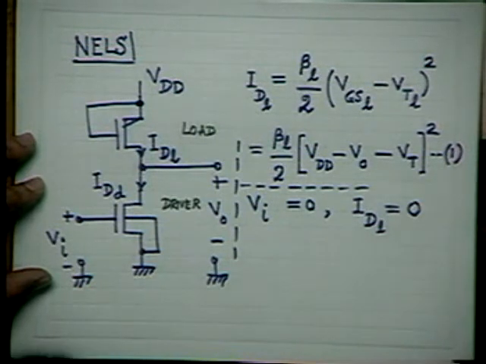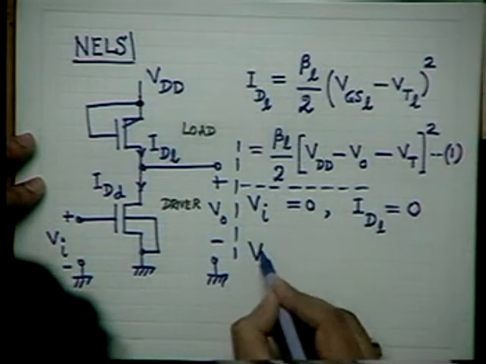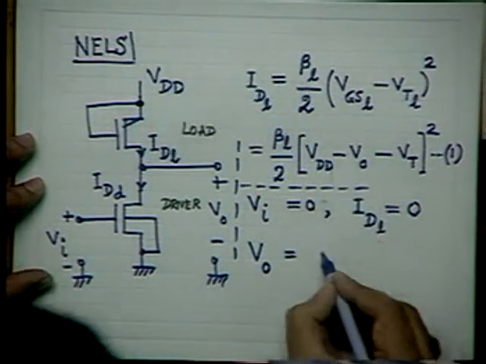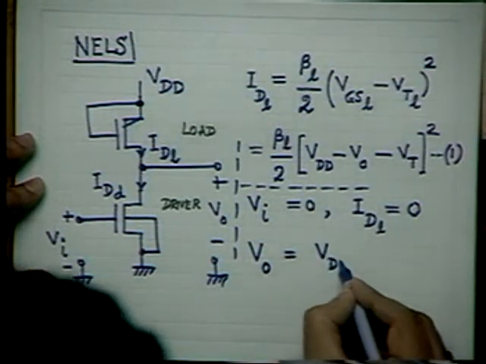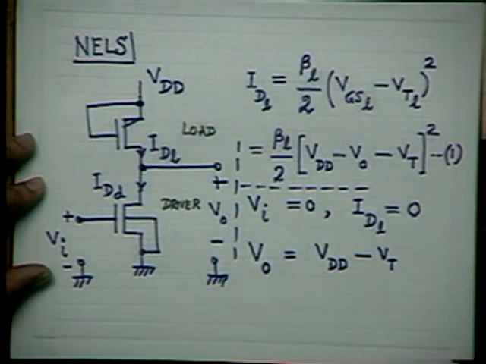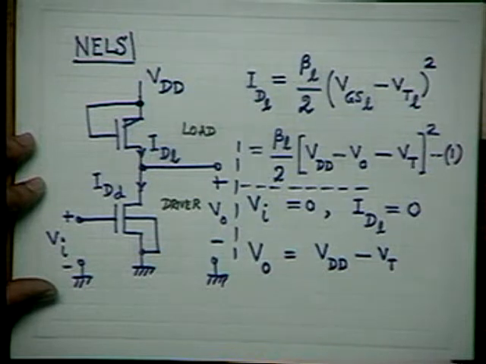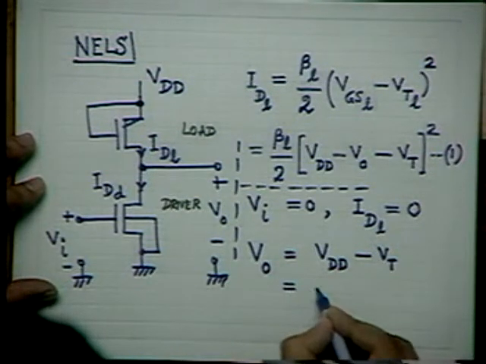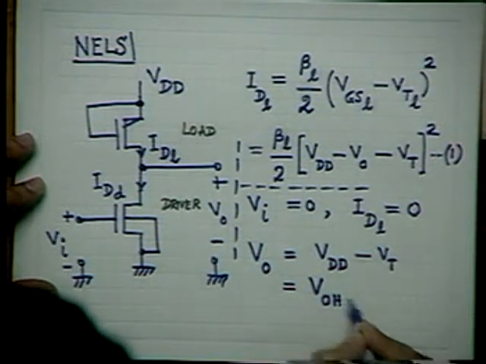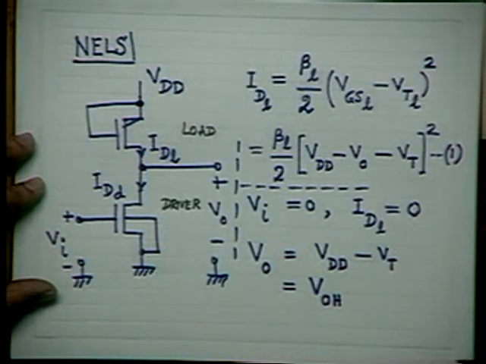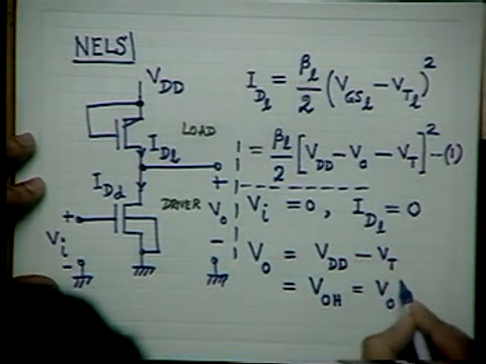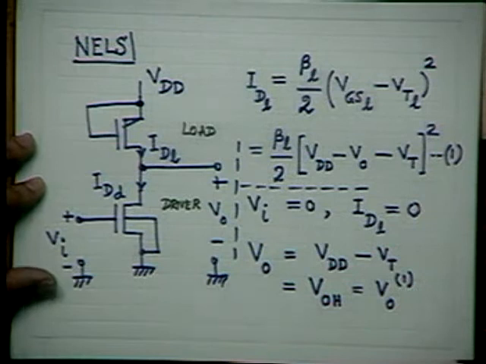you see that VO is simply equal to VDD minus VT. All right? And what is this? This is nothing but your VOH, or I have also sometimes used this notation, VO at one state.